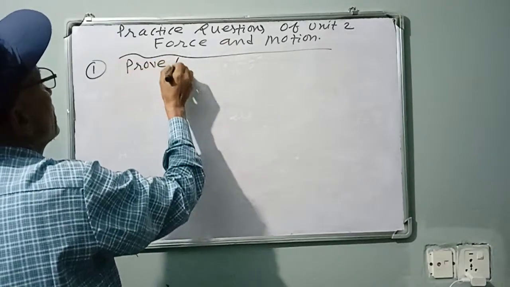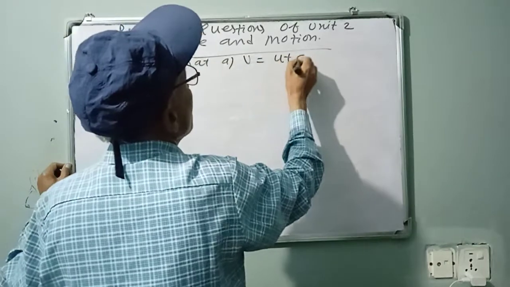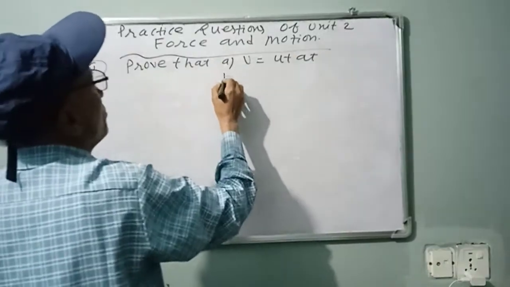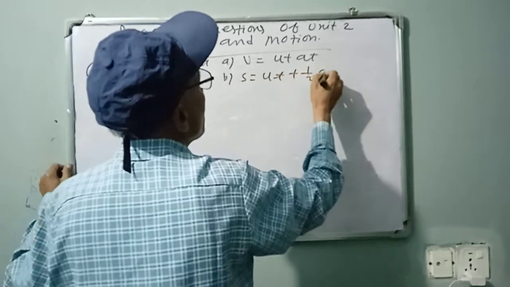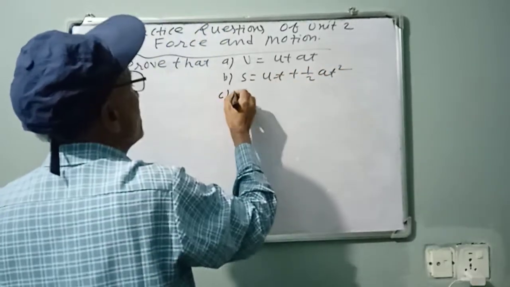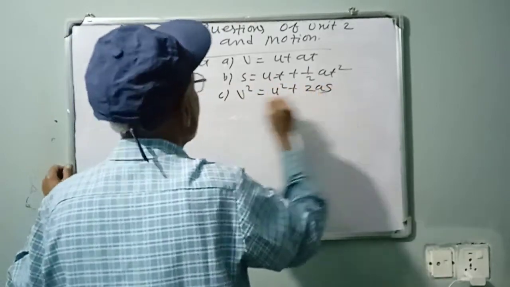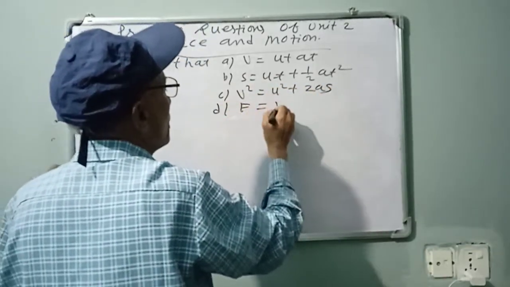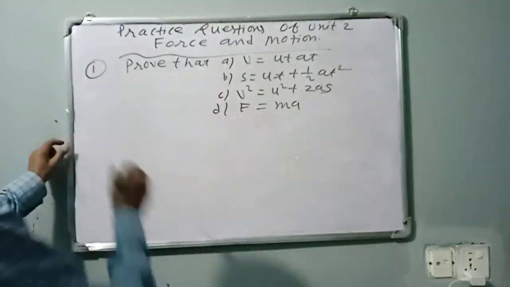Prove that: A, v equals u plus at; B, s equals ut plus half at square; C, v square equals u square plus twice as; D, F equals ma. Here you have to state Newton's second law of motion.